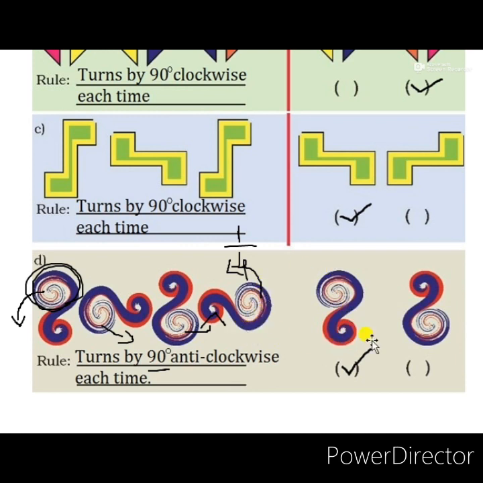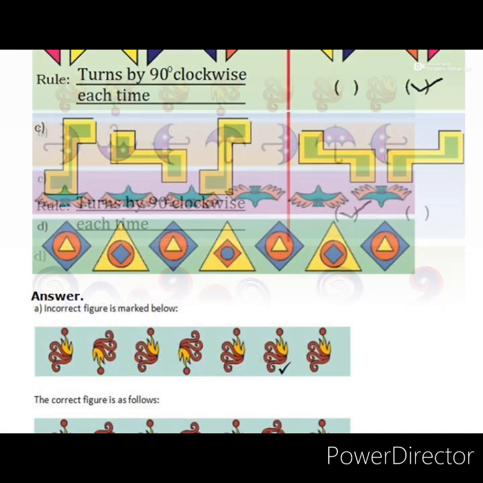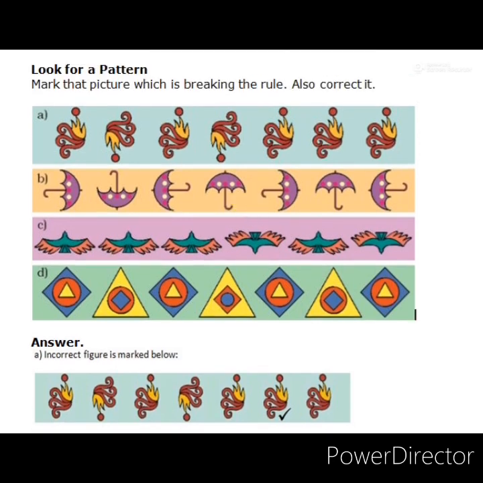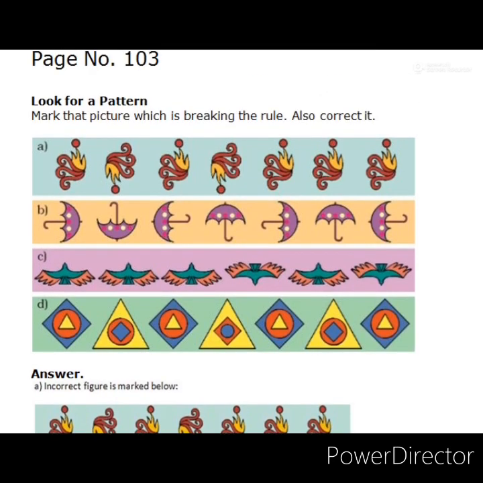Now we will move to page number 103. On this page we have been given some patterns or designs, and these patterns are following some rules. Among these, one of the patterns or figures is not following the rule. That pattern we have to find out and correct. See, let's read the question: look for a pattern, mark the picture which is breaking the rule, and also correct it.